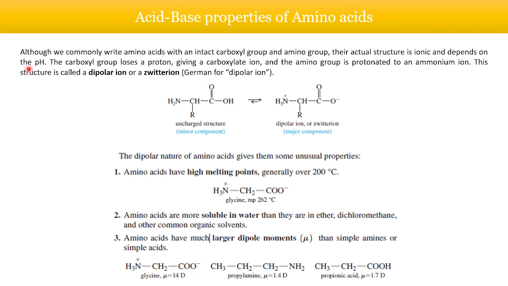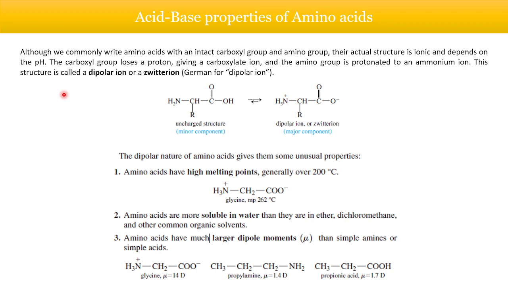The pH determines how many hydronium ions, or H plus ions, are present in the solution, or if the hydronium ions are deficient in the solution. This determines what charge your amino acid or your entire protein is going to take. So the carboxyl group loses a proton to give a carboxylate ion, whereas the amino group is protonated to an ammonium ion. This structure is called a dipolar ion.